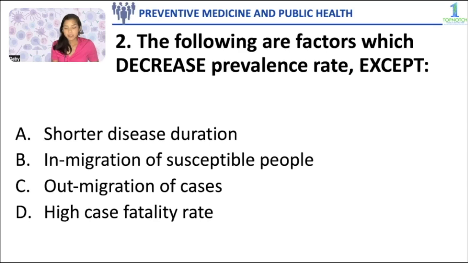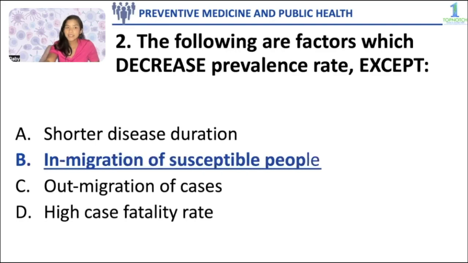The following are factors which decrease prevalence rate except: A, shorter disease duration; B, in-migration of susceptible people; C, out-migration of cases; or D, high case fatality rate. Our answer here is definitely letter B, in-migration of susceptible people.